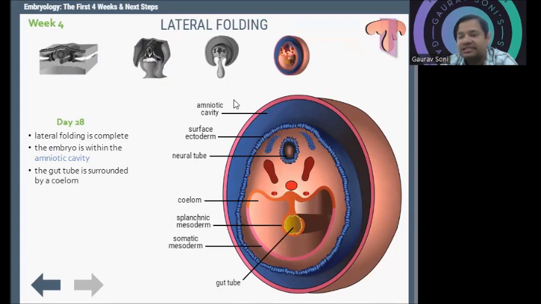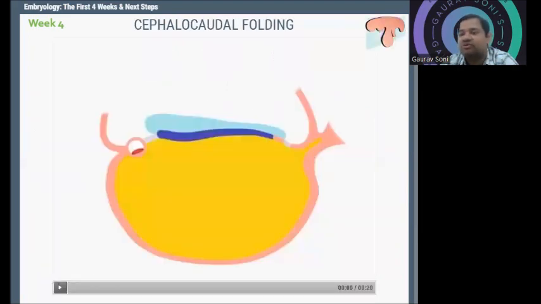These are neural crest cells, amniotic cavity. So this all happens in the lateral folding. You can see this is the lateral folding. What we have seen. Now next will be the cephalo-caudal folding. Let's see an animated video.